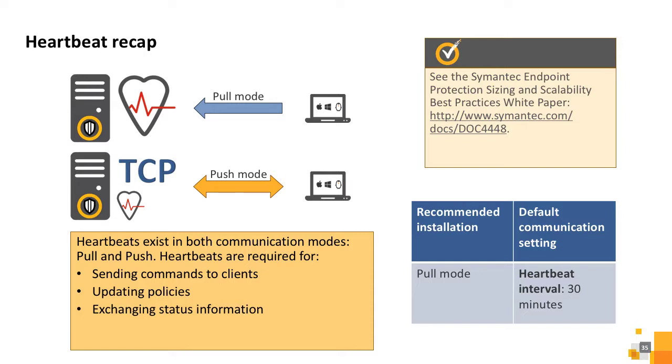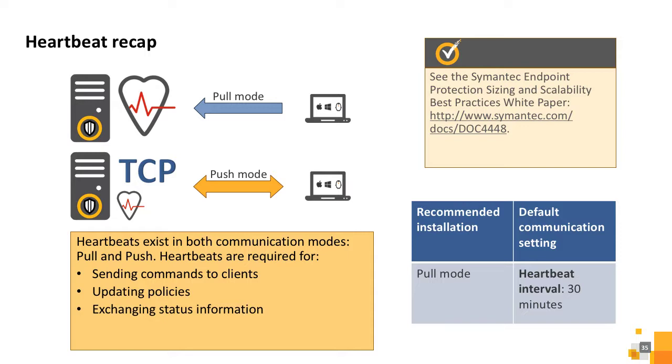The frequency of communication is a polling interval called the heartbeat. Heartbeats are required for sending commands to clients, updating policies, and exchanging status information. You configure the Symantec Endpoint Protection clients to communicate with the Symantec Endpoint Protection Manager using either pull mode or push mode. Heartbeats exist in both communication modes, with each mode having advantages and disadvantages that you need to assess for each environment. By default, when you install the SEPM, pull mode and a heartbeat interval shown in the slide are applied. Symantec does not recommend push mode for large networks.